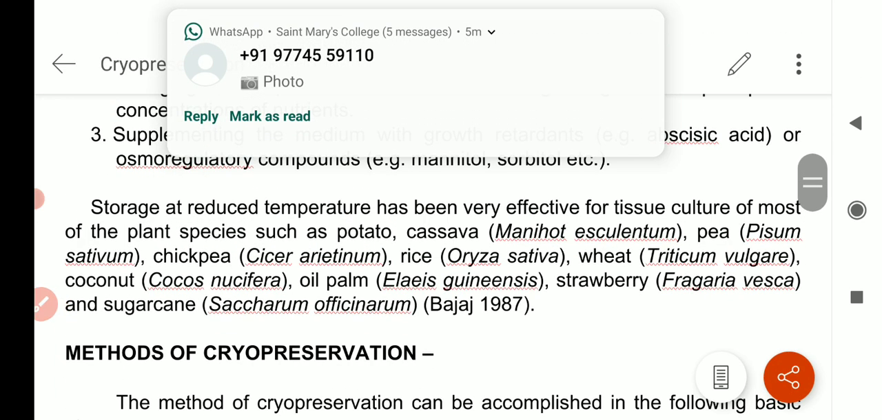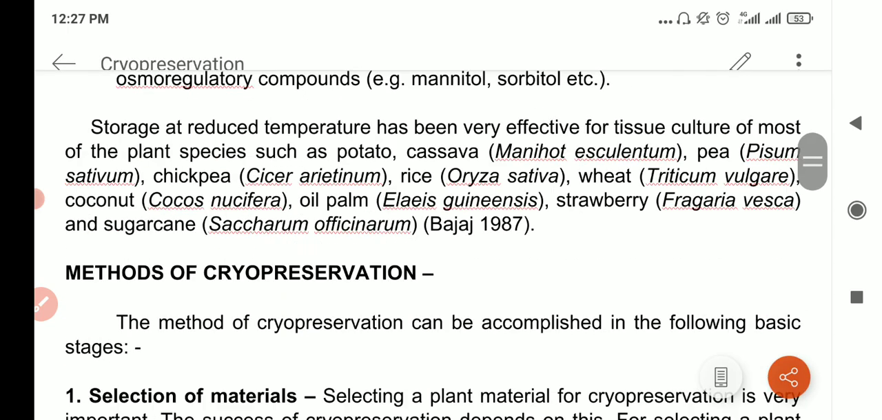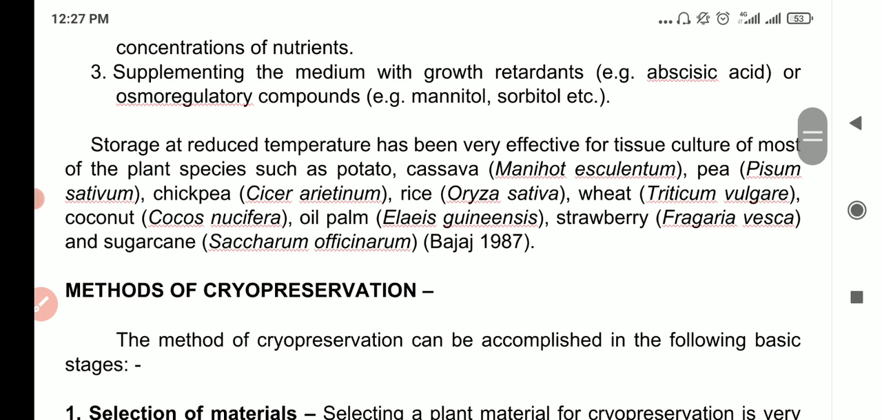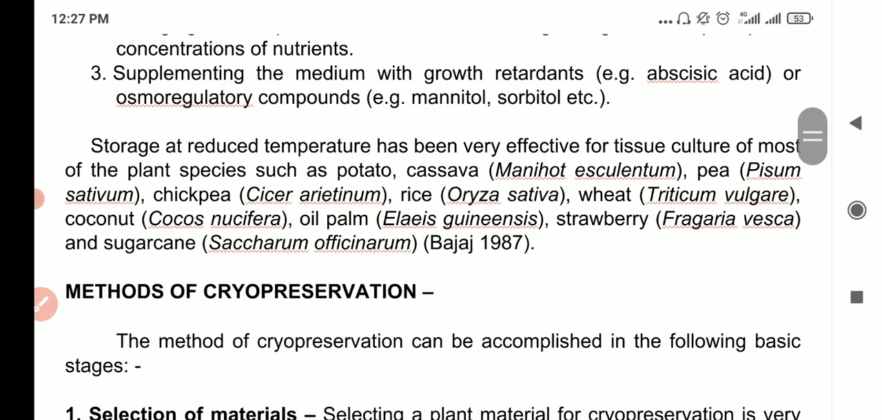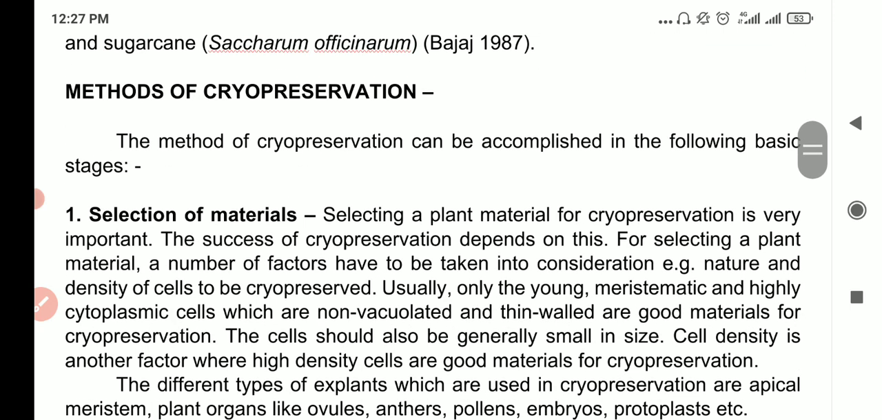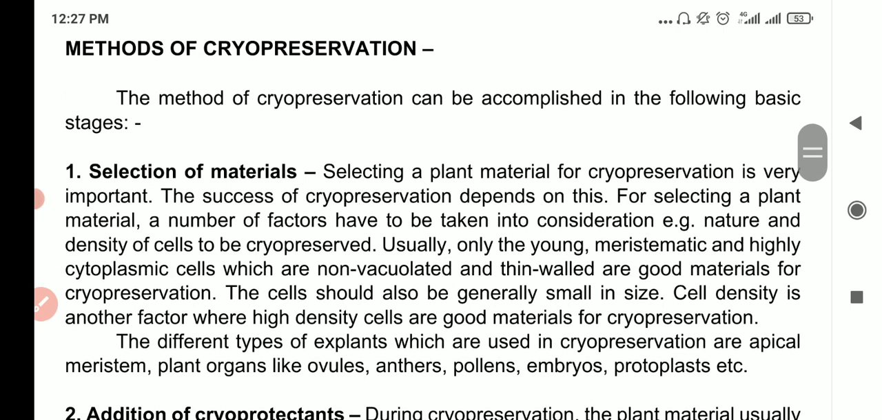Then these are some examples of which ones we use to store. These are examples of the plant, so you give at least 1 or 2 examples. Wheat and rice, though, obviously, no, we have to protect our future. Okay, then let's look at the method of cryopreservation.